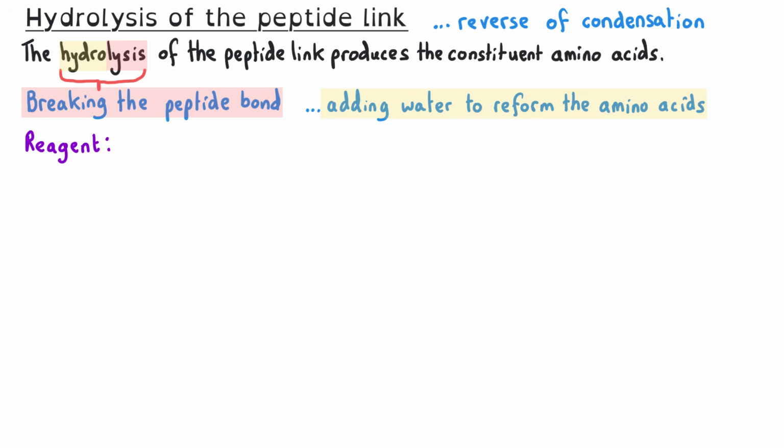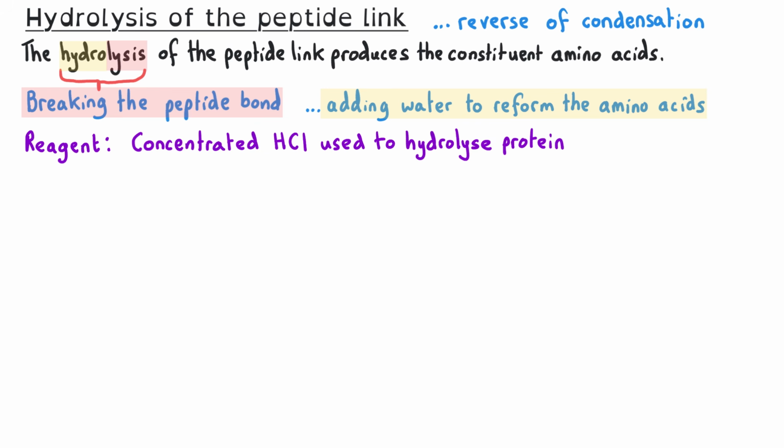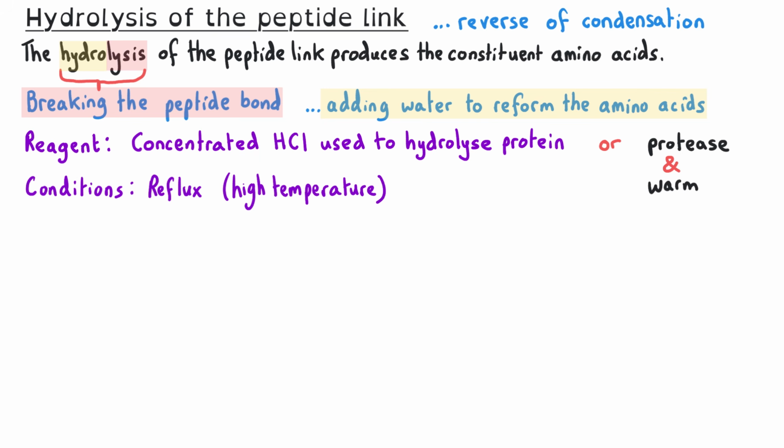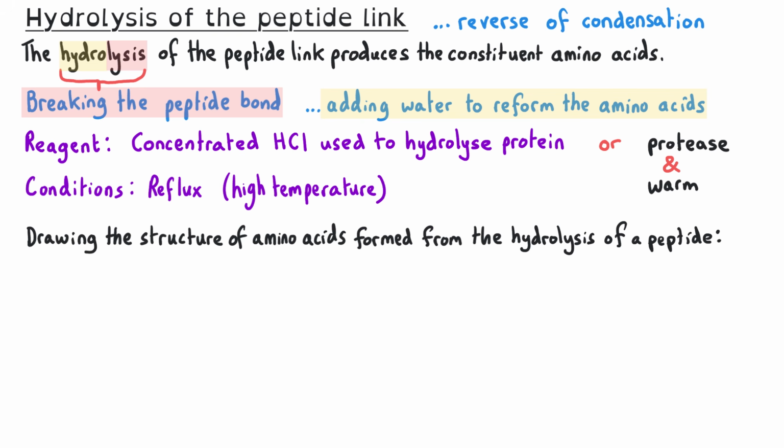The best reagent to use is concentrated hydrochloric acid, and you would carry this reaction out by refluxing the reaction mixture at a high temperature. Or, if you prefer, you could hydrolyze using the enzyme protease and warming the reaction mixture. You need to be able to draw the structure of amino acids formed from the hydrolysis of a peptide. And whenever you do this, it will always follow the same steps, where a protein or a peptide is converted back into its constituent amino acids.